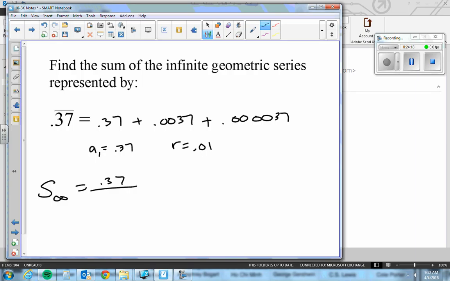So the first term goes there. 1 minus r goes there. But 1 minus a hundredth is 99 hundredths, 0.99. If you multiply top and bottom by 100, you get 37 out of 99, which can't be simplified. So I'm saying if you have 2 digits to repeat, you can always write it as that over 99. We will stop there.